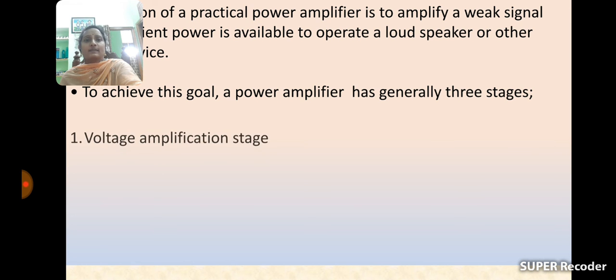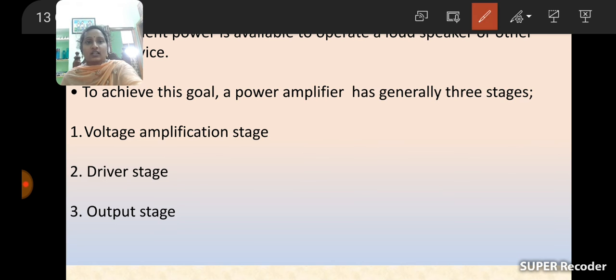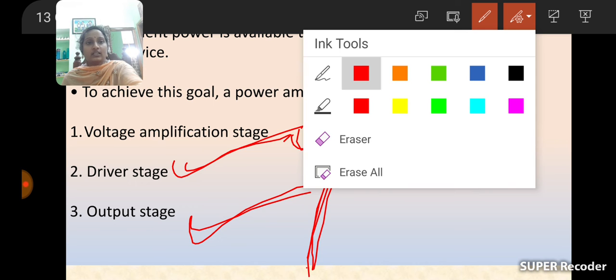See here, there is a small discussion already. I told you in the slide. A power amplifier is to amplify a weak signal, having 3 stages: voltage amplification stage, driver stage, and output stage. How many stages are there? Three stages: voltage amplification stage, driver stage, output stage. Already we have seen it in our block diagram.